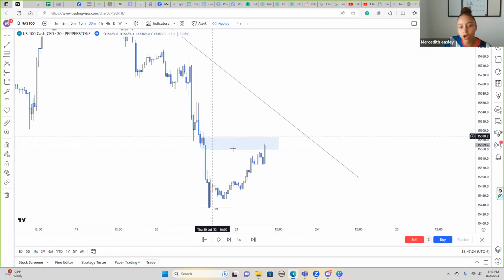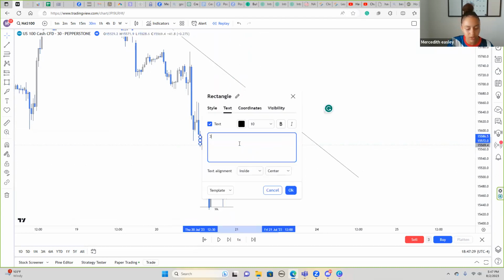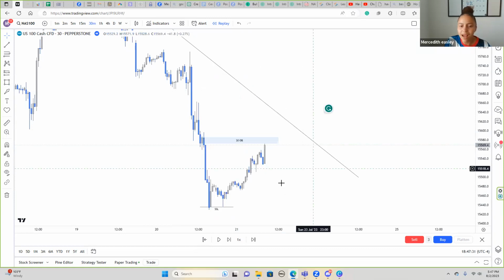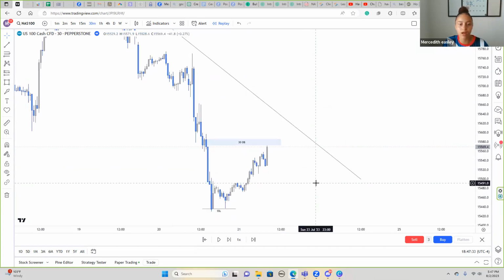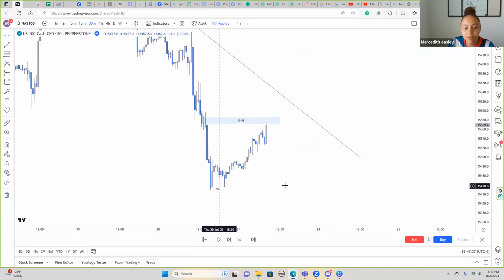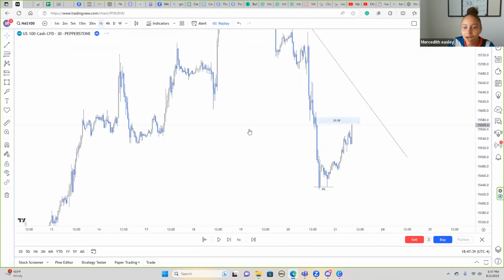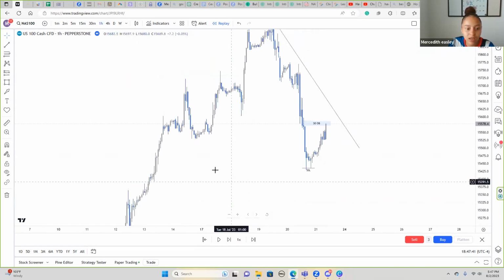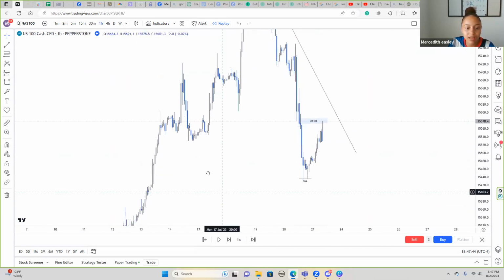Now you can draw order blocks from body to body, or you can do it from body to wick. It's completely up to you and how you really want to trade the order, or how you really want to draw the order block. All right, so I know I have sell stops. I have price failing to swing, and then I know that there's some imbalance below.